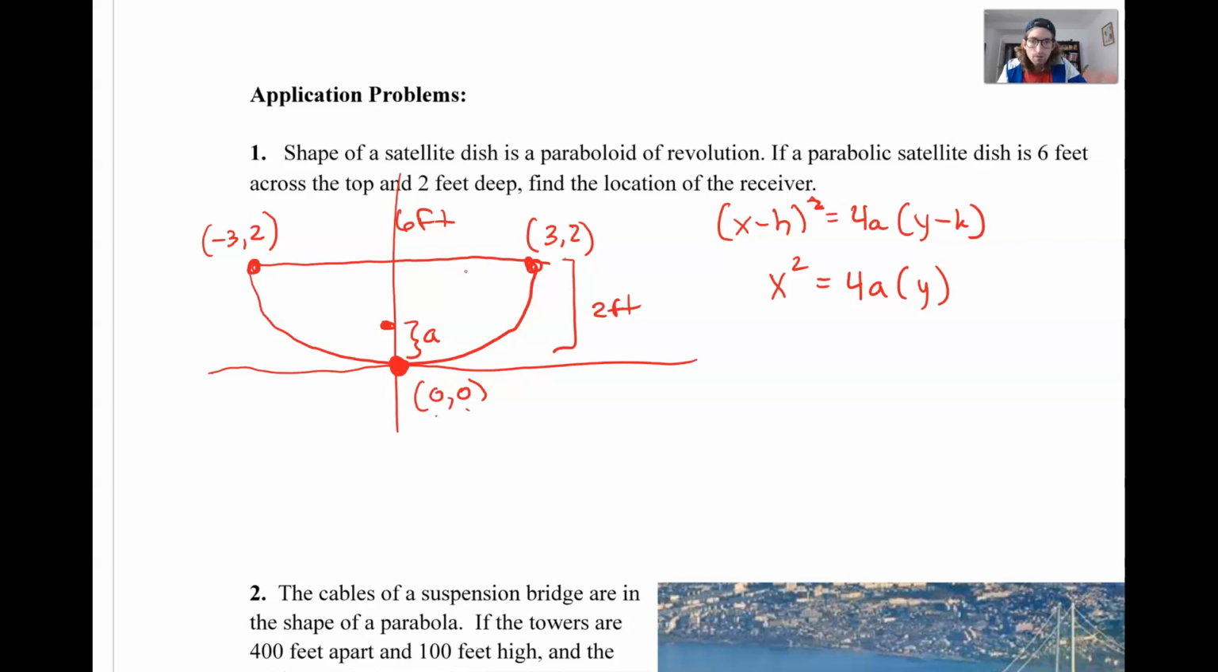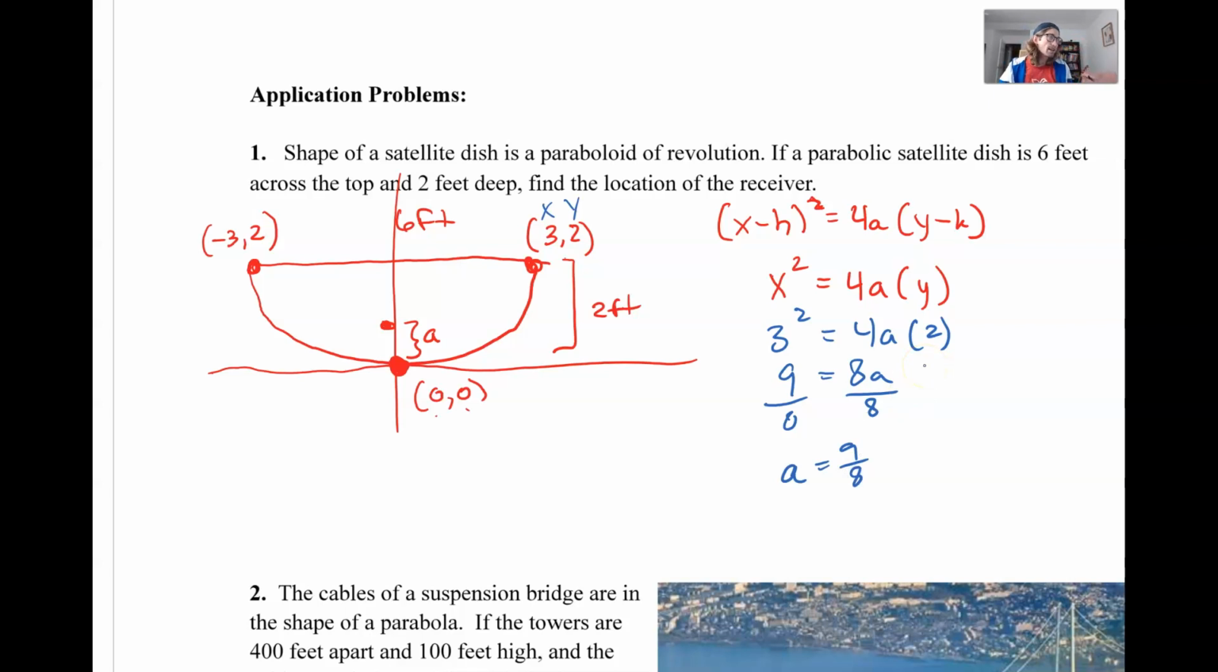Use one of the other points that we have. It's not a y-intercept in this case, but we're going to use 3 for x and 2 for y, or you can use negative 3 for x. It doesn't matter. You'll get the same thing. 3 squared equals 4a times 2. 3 squared is 9. 2 times 4 is 8a. We divide by 8, so a is equal to 9/8.